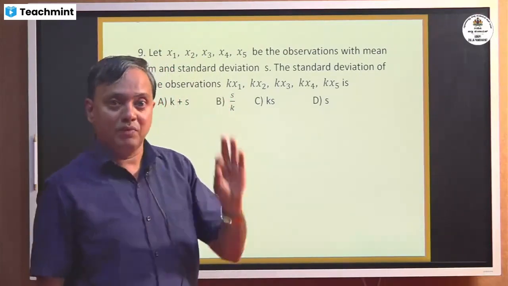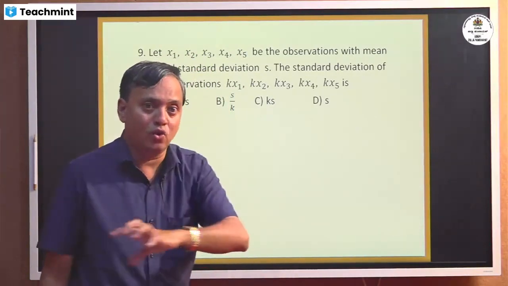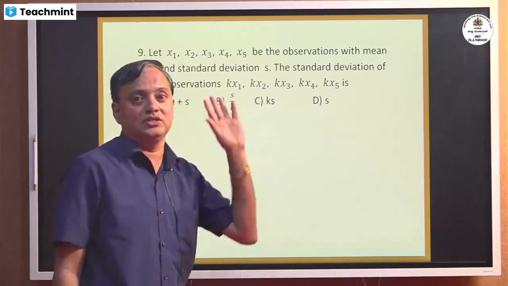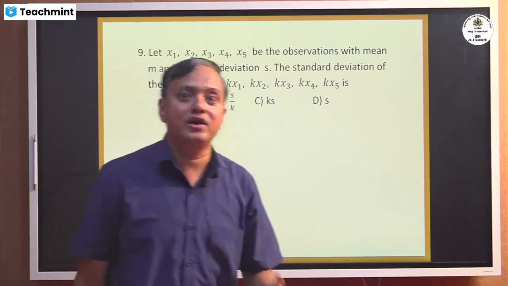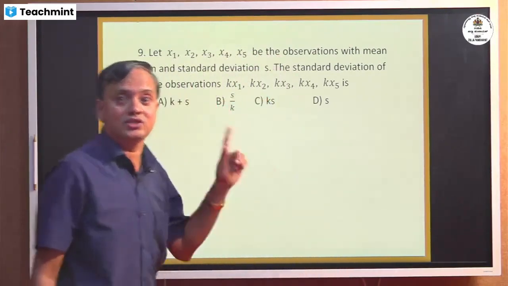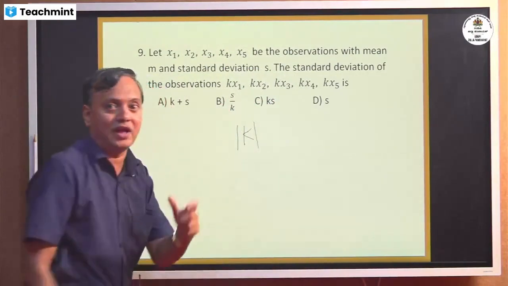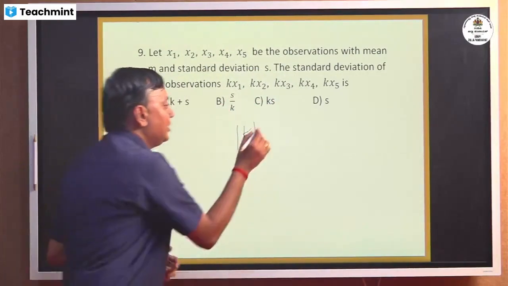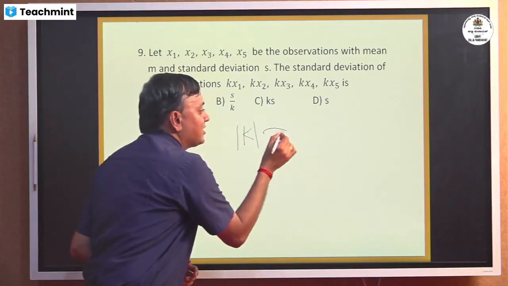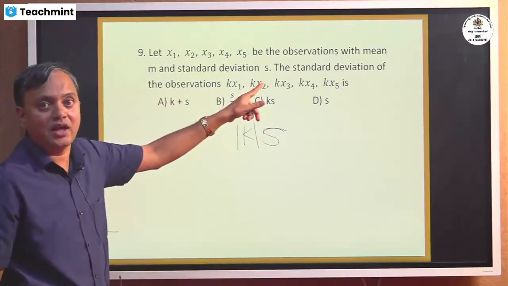If you multiply or divide all the observations of the data by a constant, then the variance or standard deviation becomes the modulus of that constant, meaning a positive value, modulus of k, into the standard deviation. So here, what should the answer be?